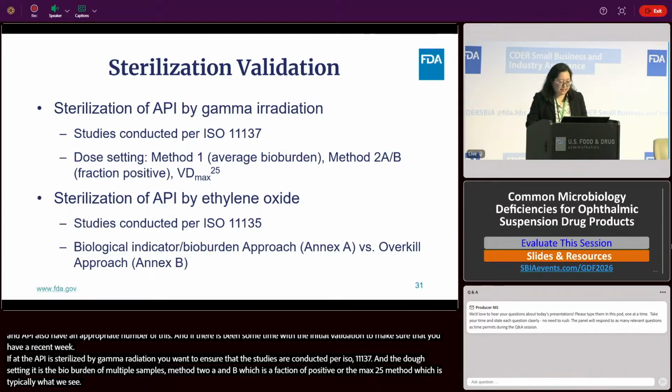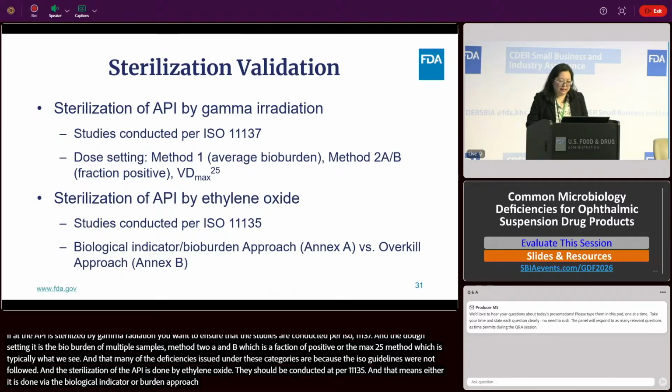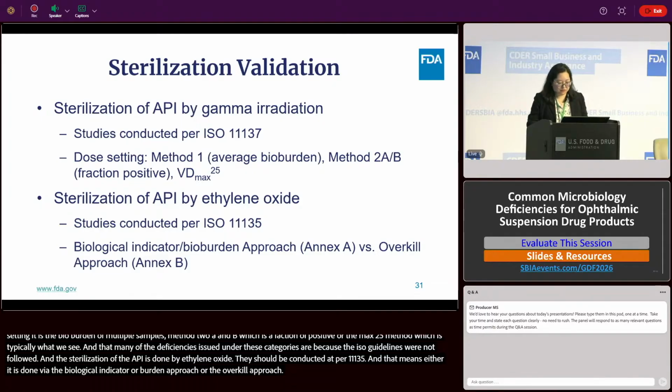Many of the deficiencies issued under these categories are because the ISO guidelines were not followed. If the sterilization of the API is done by ethylene oxide, again, they should be conducted per ISO 11135. This means that it is done via either the biological indicator bioburden approach, found in Annex A, or the overkill approach in Annex B. And if you are having a contract facility perform these validations, you need to make sure to include those in your submission.